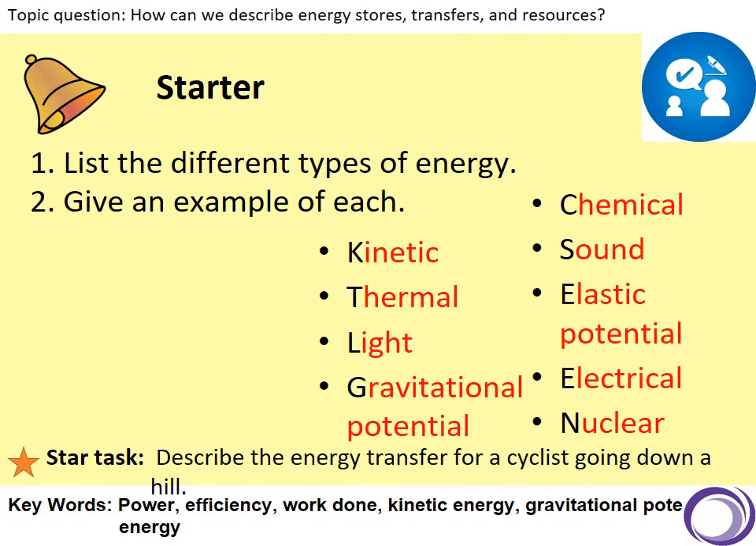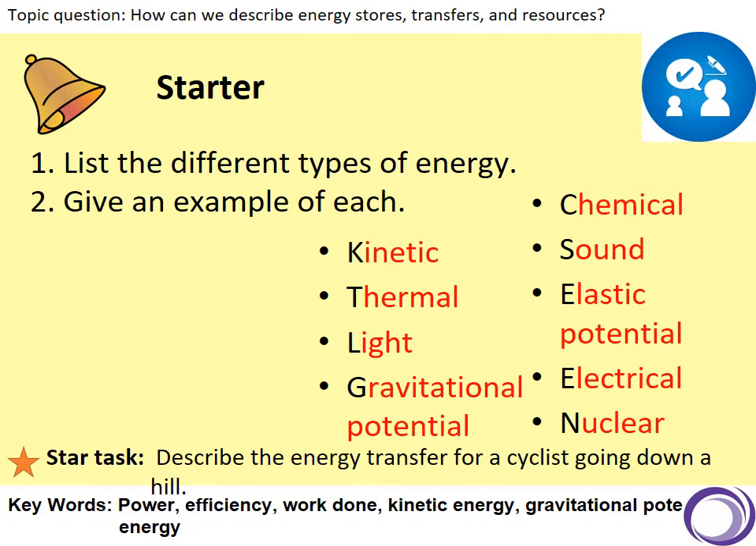So we should have had a go, and hopefully you have managed to remember all the different energy types that are here. So you've got your kinetic energy, which would be your movement energy. So anything that is moving has kinetic energy. So you can mention somebody running, a car that's moving, somebody on a bike, anything like that.